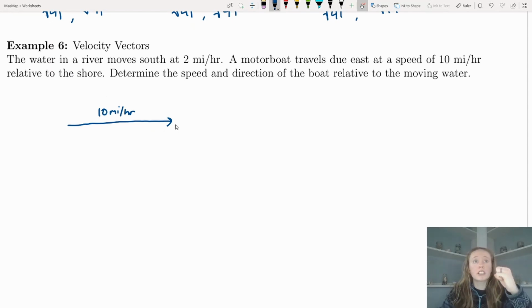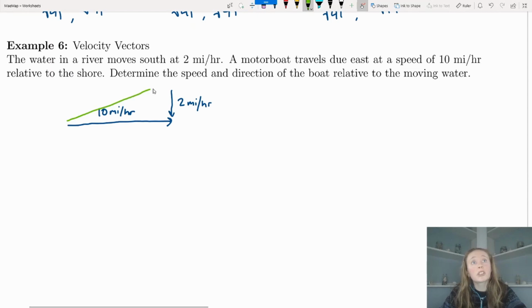If our current was moving 2 miles per hour south, and standing on the shore the boat looked like it was traveling due east, that means the boat had to be fighting that current a little bit. So if I draw my vector of 2 miles per hour here, then logically the boat would have had to be traveling with a slightly north heading. Some vector here is what we're trying to figure out. We're determining the speed and the direction.